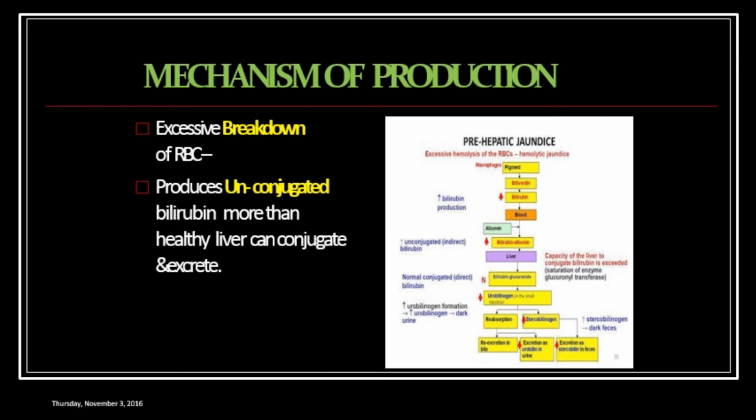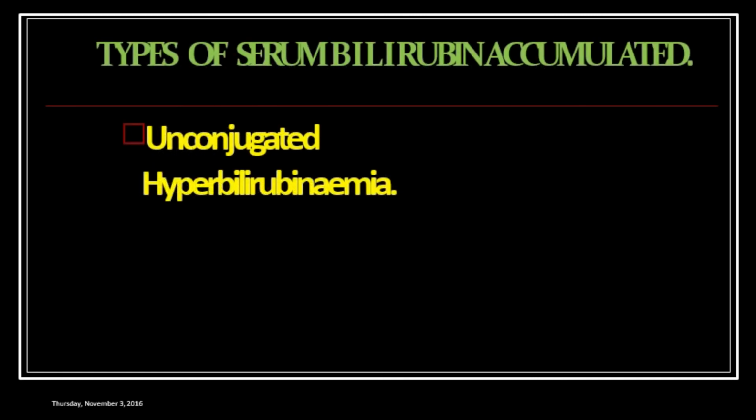Now our liver cells cannot take up excess unconjugated bilirubin. It also has its limitation. So what will happen? The excess amount may remain in the blood. So this will lead to unconjugated hyperbilirubinemia. The liver is functioning properly, but it also has its limitation. So we are having the excess amount in the blood, and this is leading to unconjugated hyperbilirubinemia.